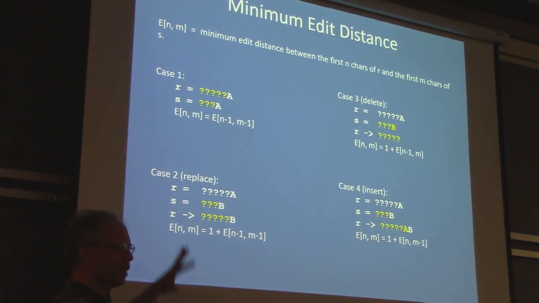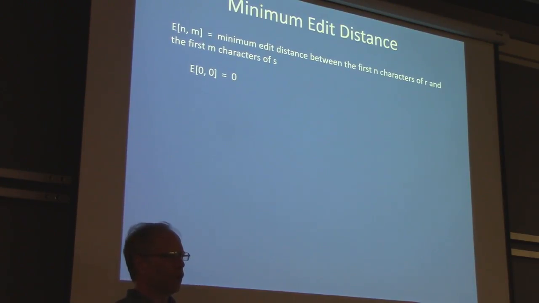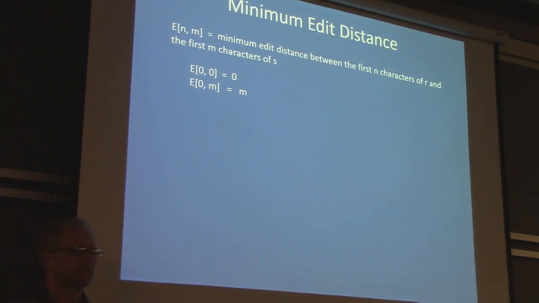Now, there are various ways we could describe the solution. But let's work on it here. Why does that make sense? E of 0, 0 is equal to 0. What's that saying? Yeah? Empty strings match. Empty strings always match. No edits required. Why does that make sense? So you have to do a bunch of insertions. Right, you've got an empty string and you've got a string of length m. And I'm saying it takes m edits to turn the empty string into the string of length m. Because you've got to do m insertions.